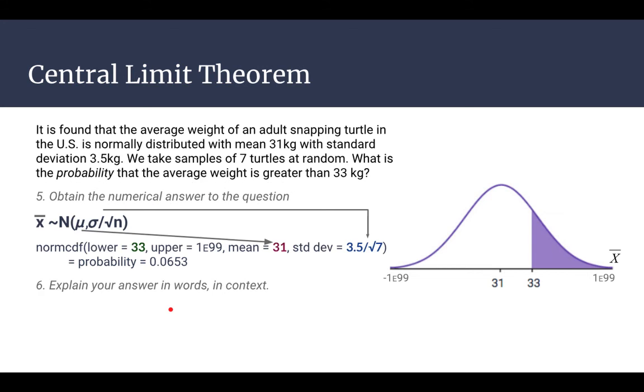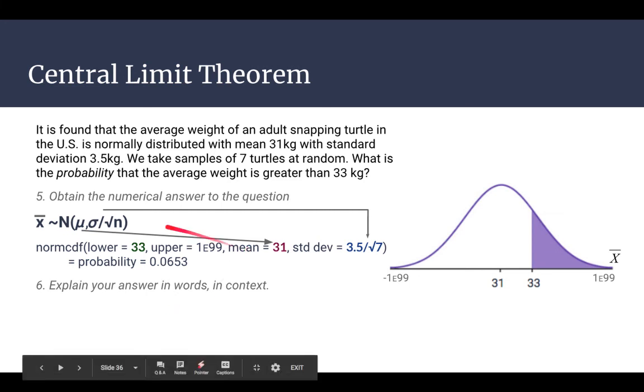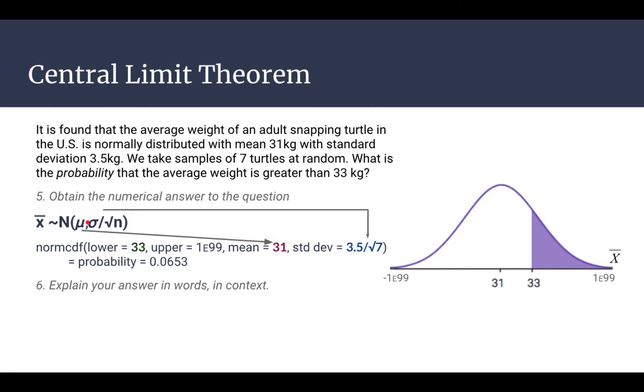Now I know that I need to plug this into normalcdf. So when I have my distribution of sample means, in my calculator, my mean is going to be my mu and my standard deviation value is going to be sigma divided by the square root of n. So this entire thing is my standard deviation, and that is what I am plugging in.